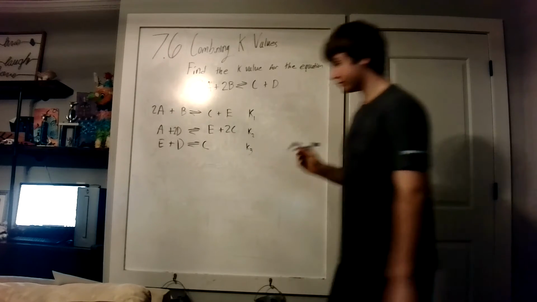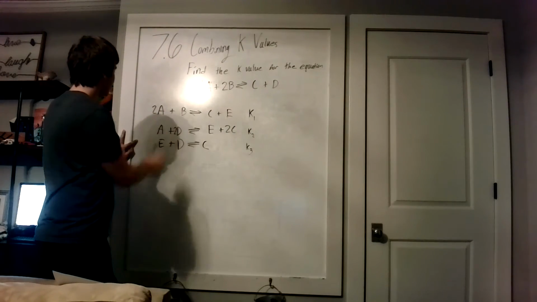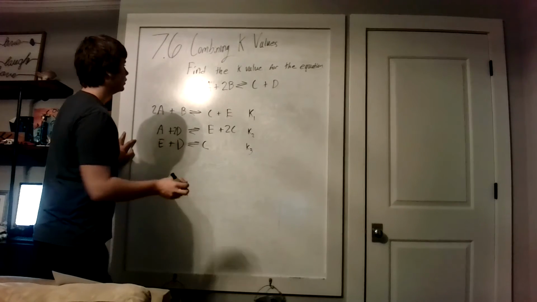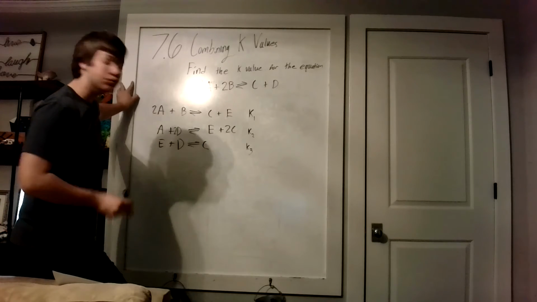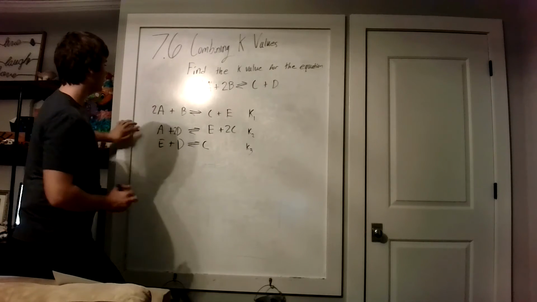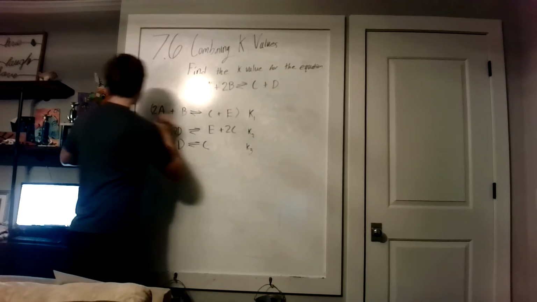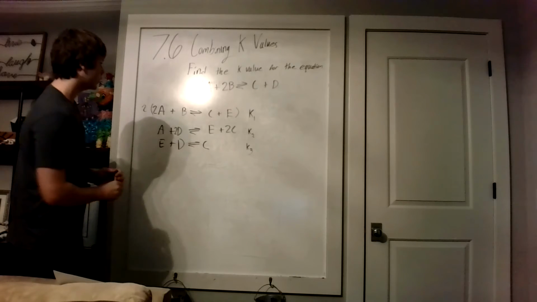So, first of all, we need 3a, and looking at this, we already kind of have 3a. Then we go to b, and we realize we need 2 of those, and the first reaction is the only source of it. So we need to multiply the whole thing by 2 in order to get 2b.